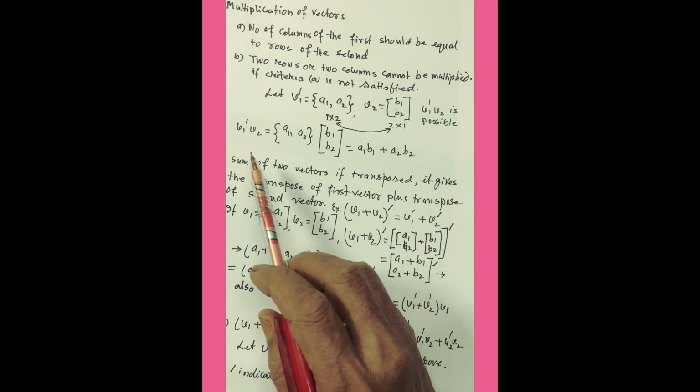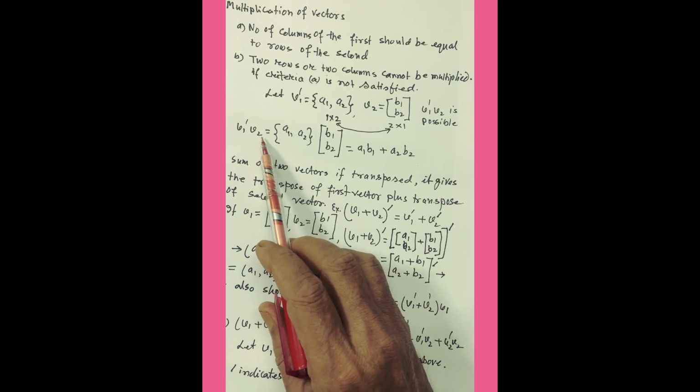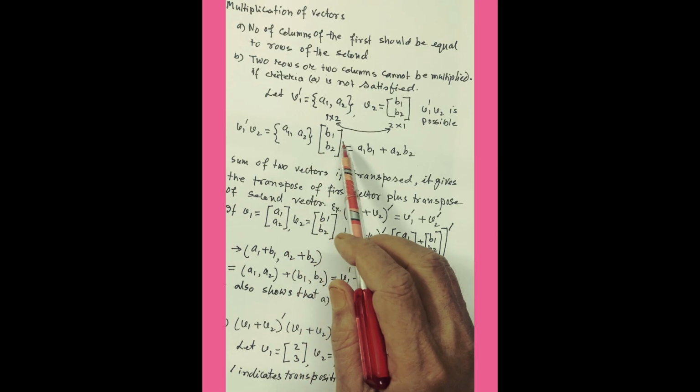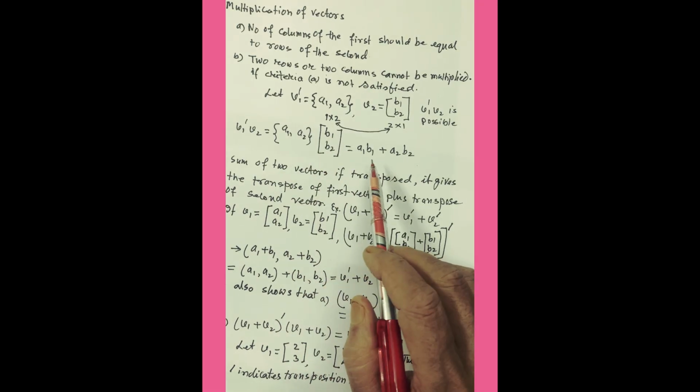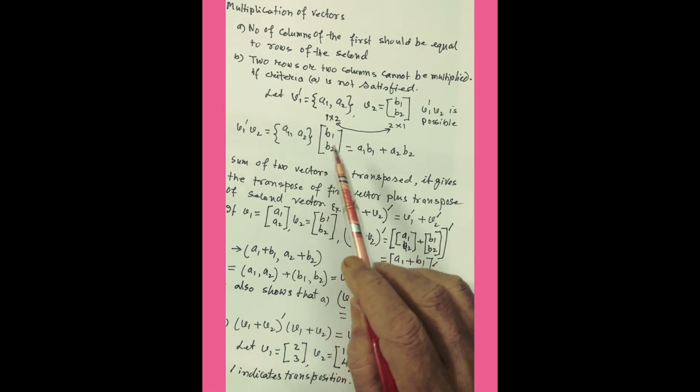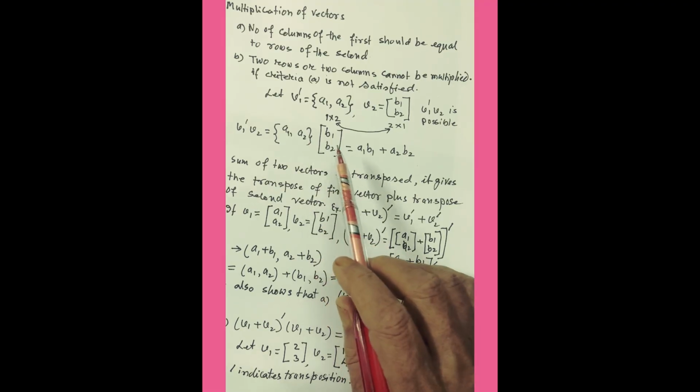Then P1 prime P2 is equal to A1 A2 multiplied by B1 B2, which is equal to A1 B1 plus A2 B2.